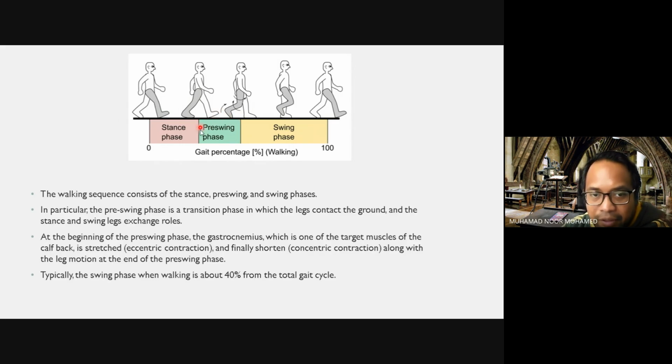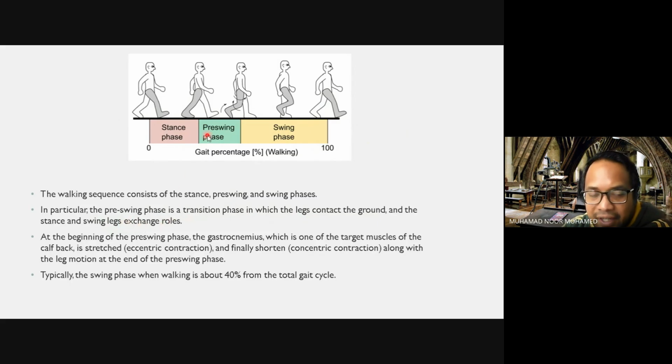Pre-swing, still, there is contact with the ground. Stance is the process where it is a first contact. So contact, pre-swing contact, and then swing phase, no contact. Until another contact. So this is another cycle. So habis je contact lagi sekali, this is the beginning of another stance phase. So we have stance, pre-swing, swing, stance. Stance, pre-swing, swing, stance. Okay, in particular, the pre-swing phase is a transition phase in which the leg contacts the ground and the stance and swing leg exchange roles.